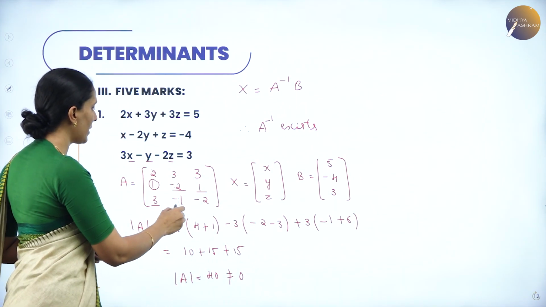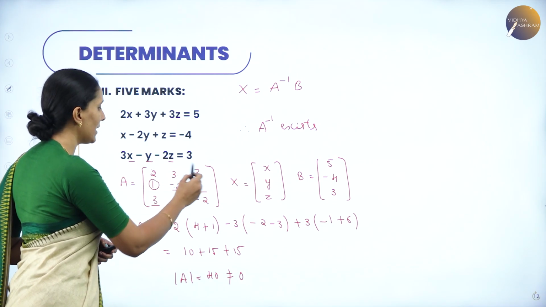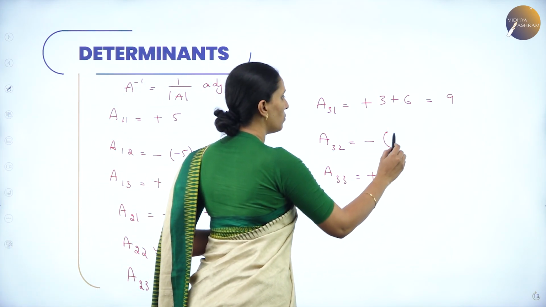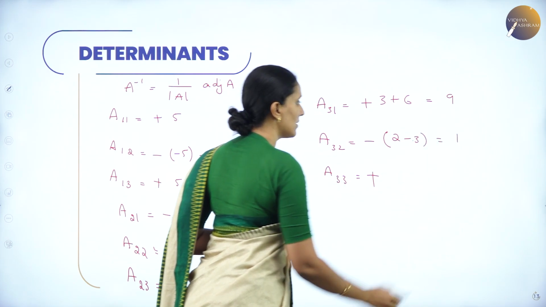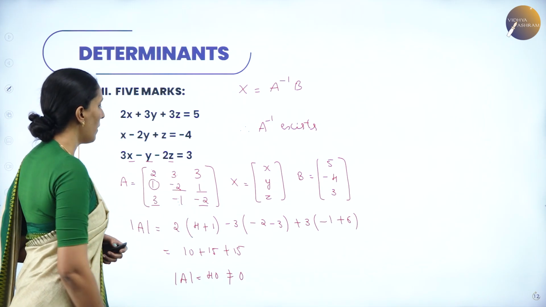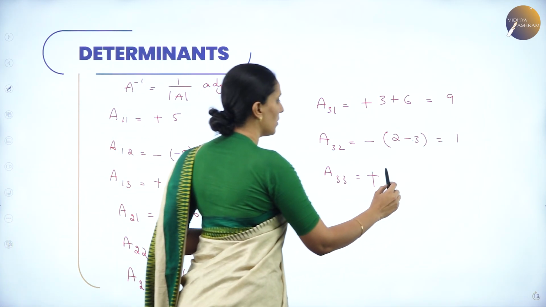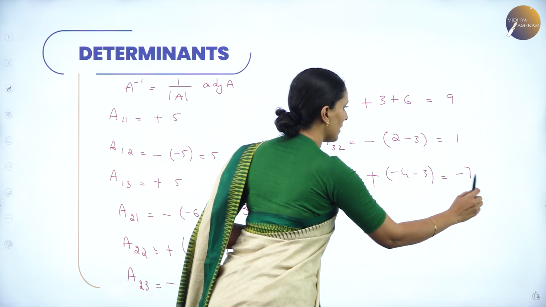Next for -1, delete the column and the row. 2 1s are 2, minus 3. So we have 2 minus 3, which is equal to -1, and with the sign minus it becomes plus 1. Next, the last one is for 2. We have 2, -4, -3. So -4 minus 3 is equal to -7.